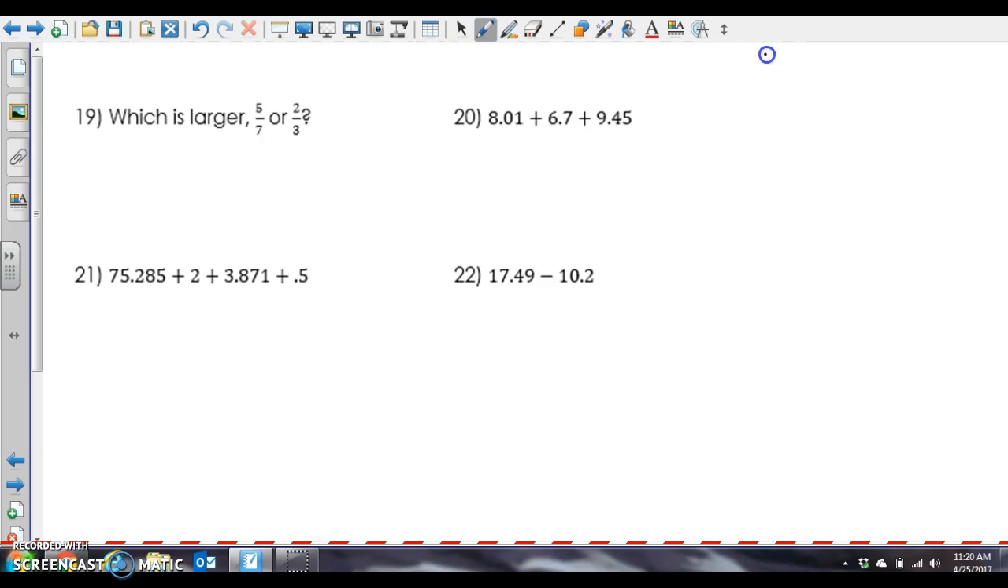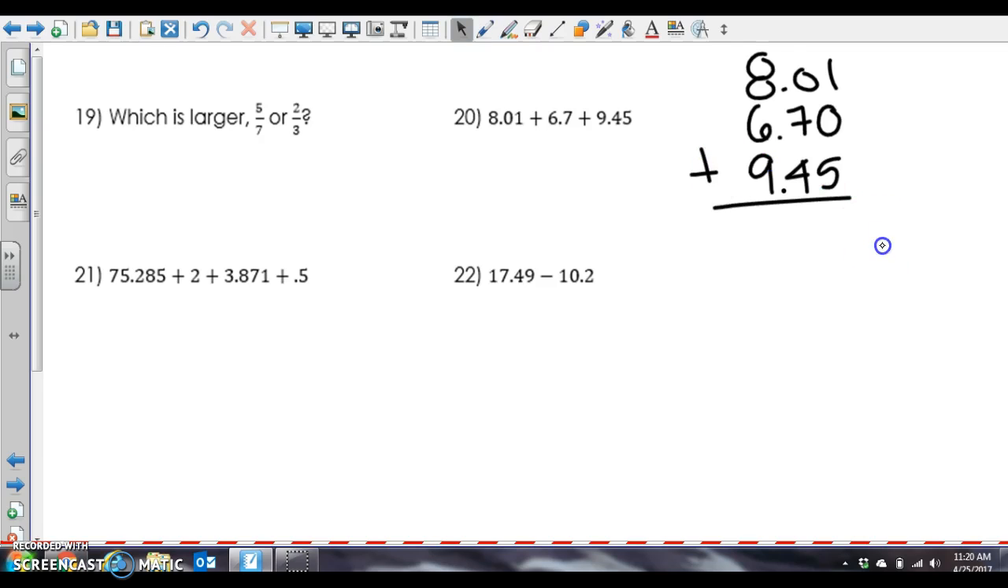So we've got 8.01 plus this. When you're adding decimals, all you have to do is line up your decimals. So 6.7. You have a blank space right here. You can put a 0 if it makes you feel better, but you don't need to write anything. 9.45. And you literally just add straight down. So 1 plus 0 plus 5 is 6. 0 plus 7 plus 4 is 11. I write the 1, carry the 1, and then I add straight down.